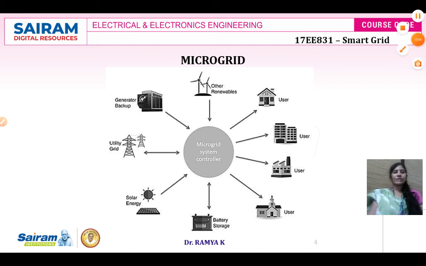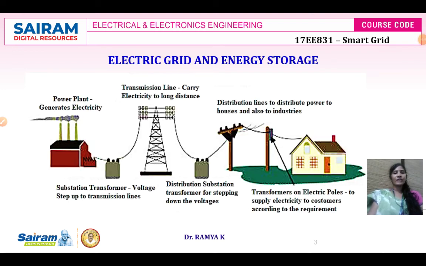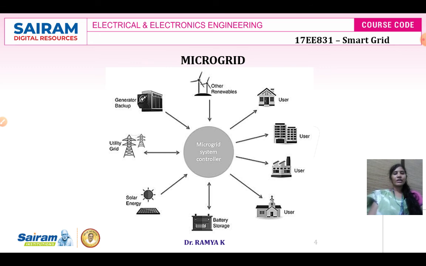So the difference between the normal grid, that is the ordinary electricity grid, and the microgrid: the electric grid will have only EB supply, whereas the microgrid will have both EB supply as well as renewable energy sources, but without any smart control. The advancement of this microgrid is going to be the smart grid. So in the next class we'll be discussing the smart grid in detail. Thank you, students.